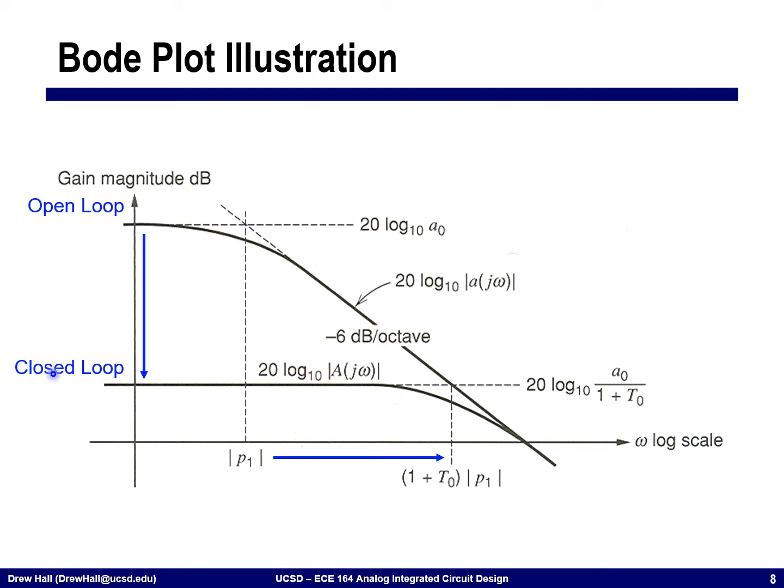The closed loop moves down to this lower curve where now my DC gain is 20 times log 10 of A naught divided by 1 plus T naught. This is the closed loop gain. And this pole has moved from P1 to 1 plus T times P1. Okay. And so here I'm just trading the gain for more bandwidth.